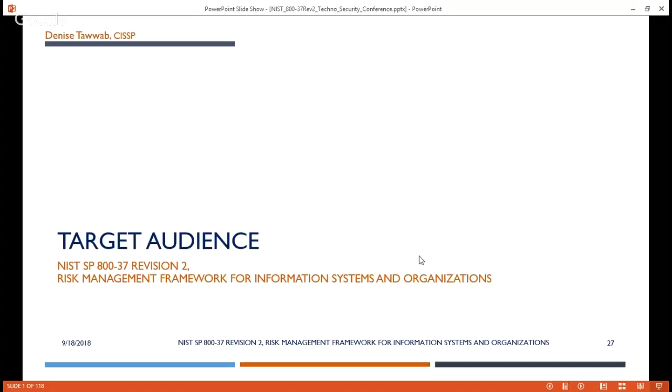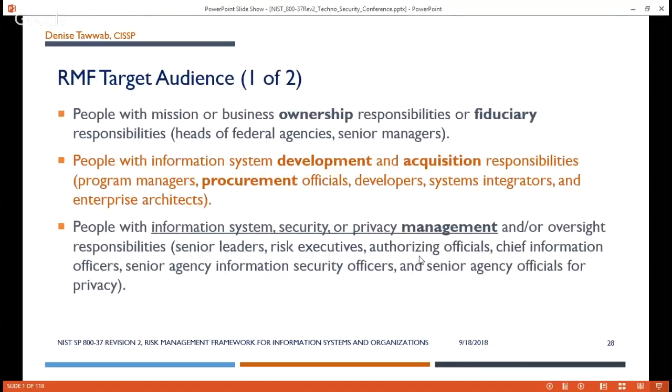All right, next up, your target audience. The target audience for 837, that's people with mission or business ownership responsibilities or fiduciary responsibilities. This is going to be your executive leadership, or the heads of federal agencies. People with information system development and acquisition responsibilities. Those are going to be your program managers, your procurement officials, developers, system integrators, and your enterprise architects.